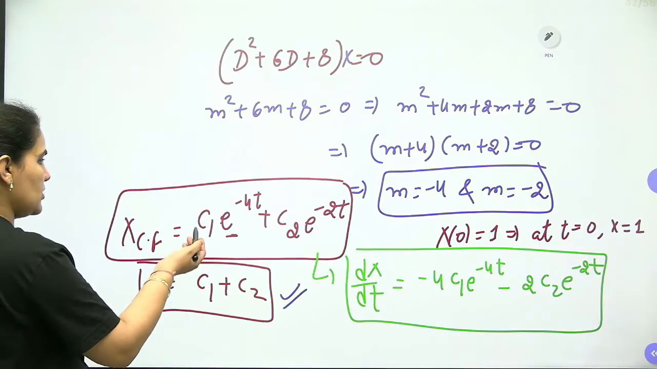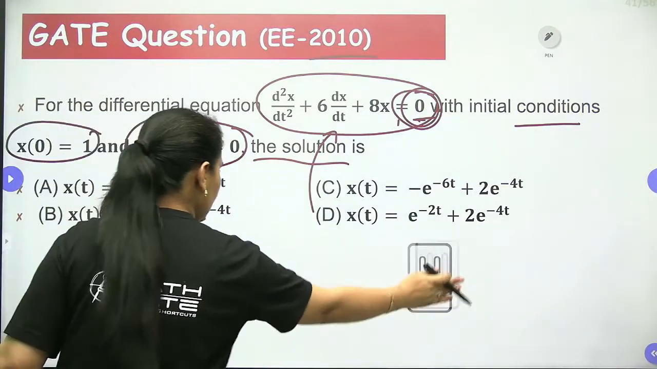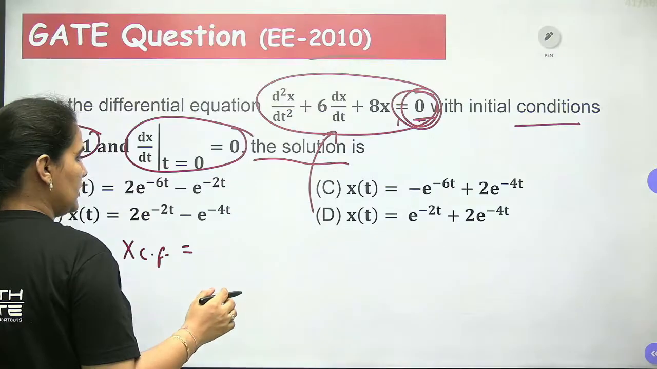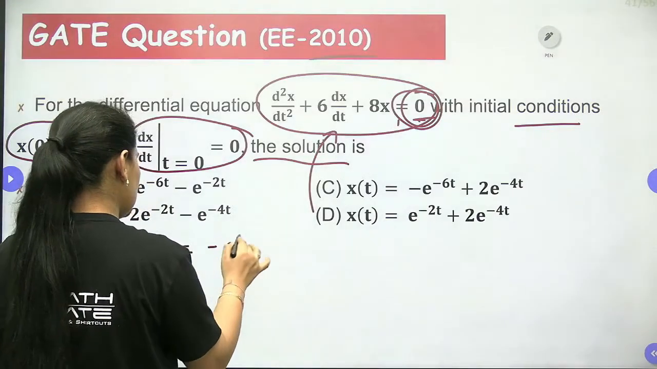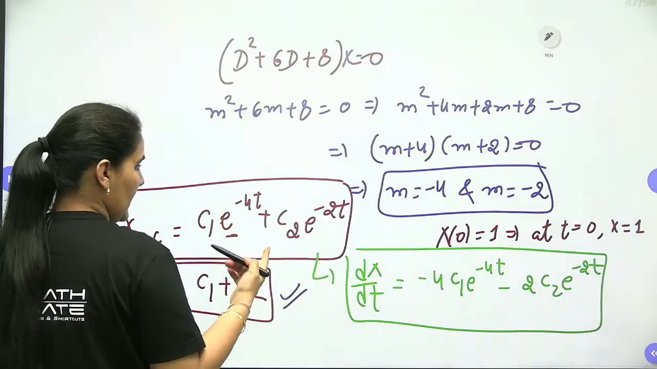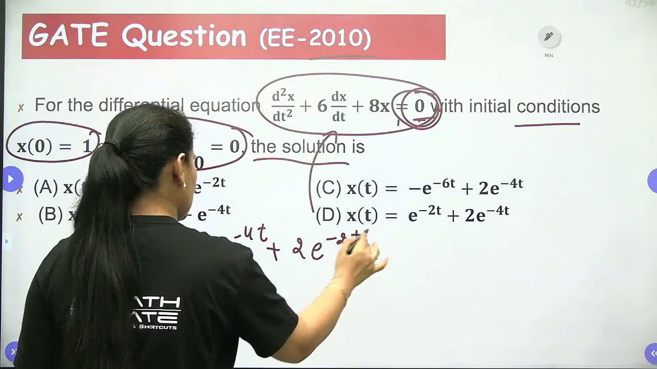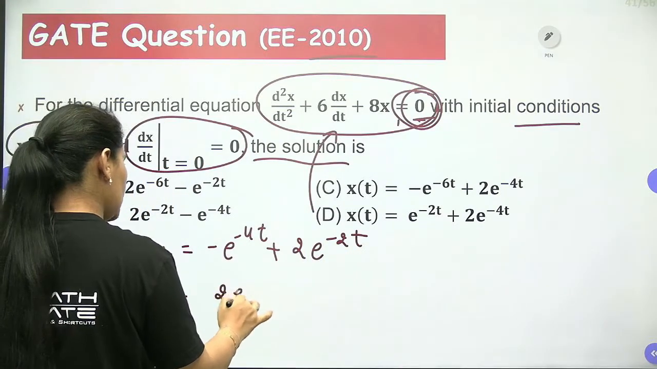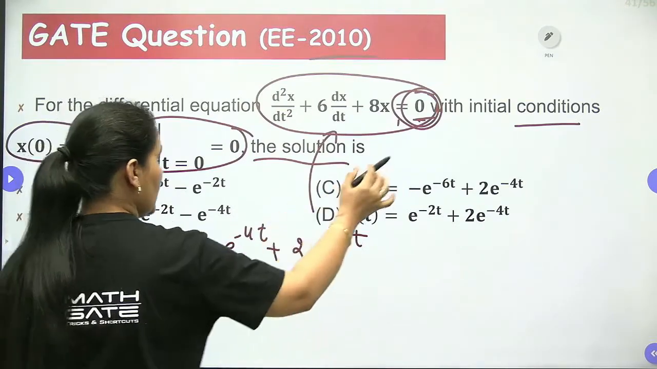Okay, so let's approach here. Let me write it down here only. When we approach here, the solution will be, at the place of c1 we will put minus, so it will be minus e to the power minus 4t. At the place of c2 we will put 2, so it will be 2 e to the power minus 2t. Let's make it simple: it will be 2 e to the power minus 2t minus e to the power minus 4t.